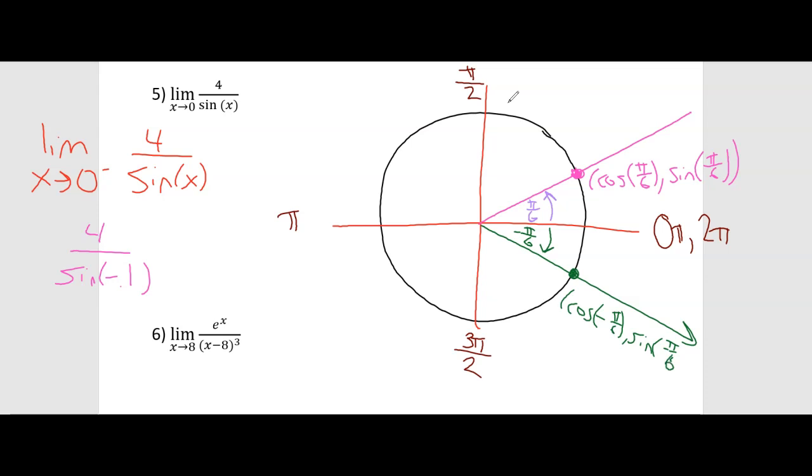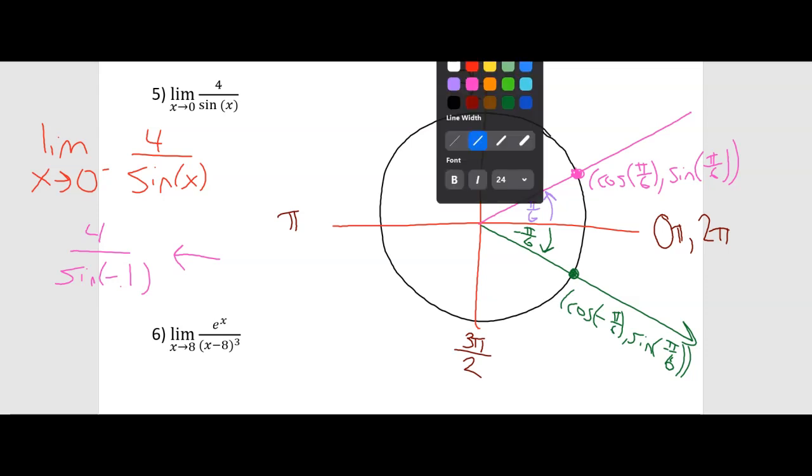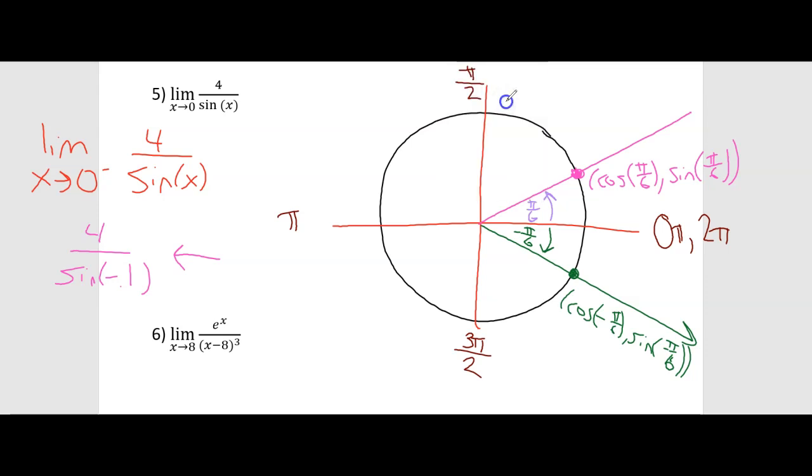So if we go back to our original problem, we're trying to figure out the value of sine of an angle that's slightly less than 0. So in this case, we could look at the negative pi over 6 angle because that's slightly less than 0. And if we look at the quadrant that this point is in, this point is in the 4th quadrant, which means my x values are positive and my y values are negative.